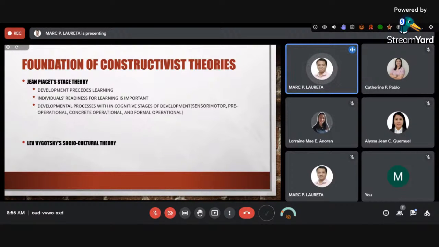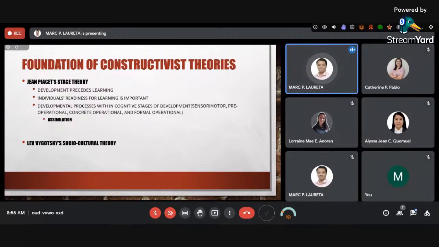Then, in particular, Piaget proposed developmental processes within cognitive stages of development, such as the sensorimotor, pre-operational, concrete operational, and then formal operational. What is important for instructional design is the implication of those stages and how we prepare the learning environment in order to accommodate those developmental stages.